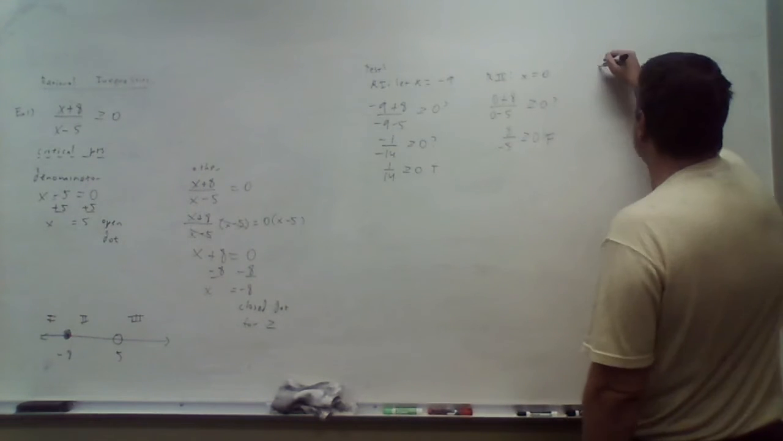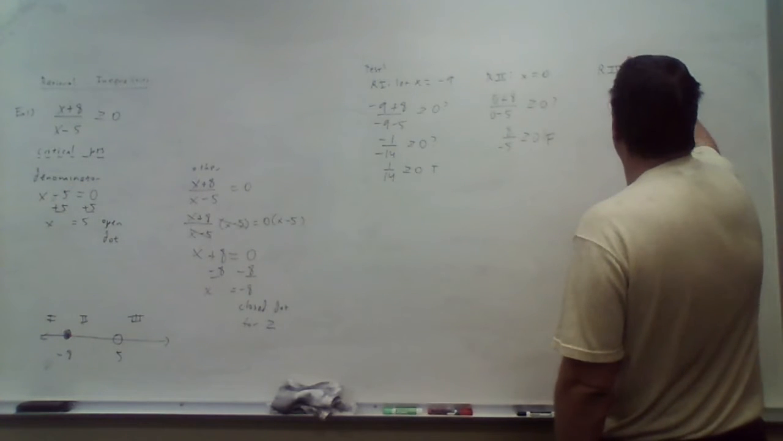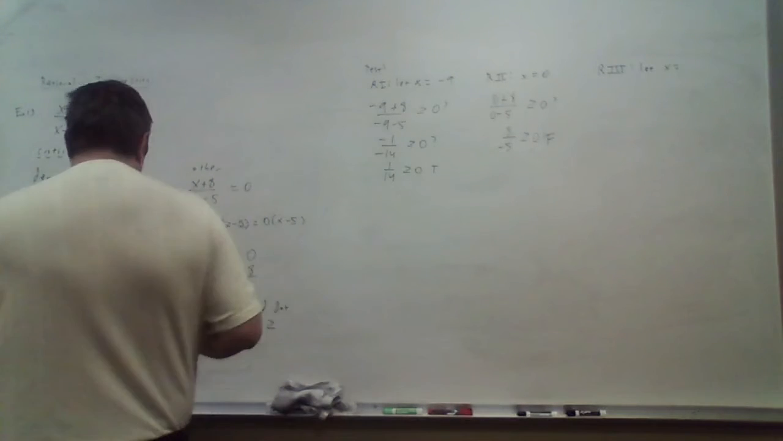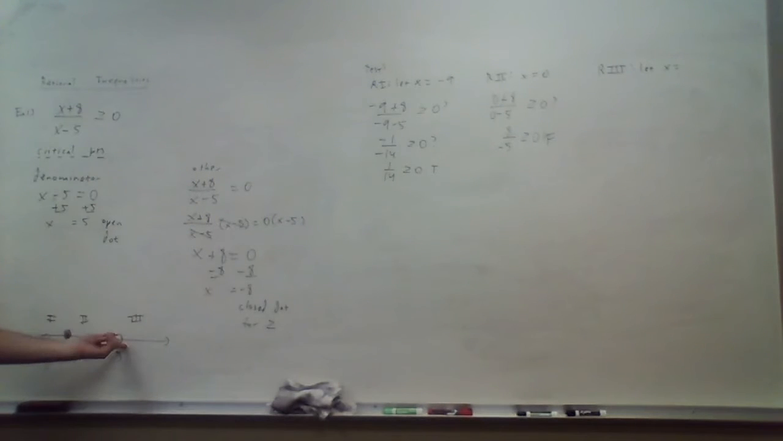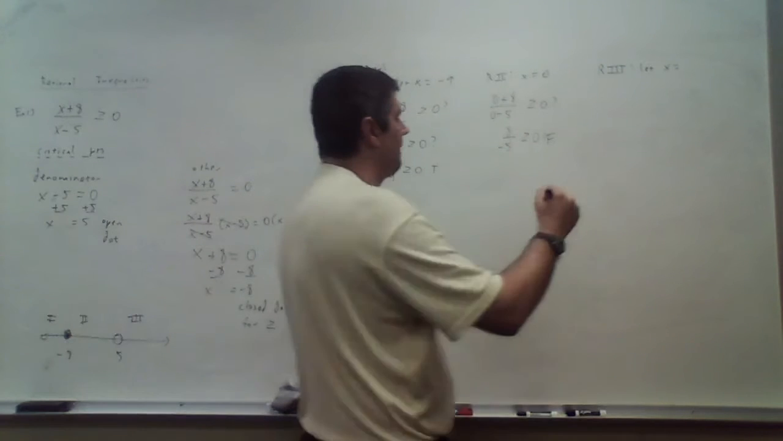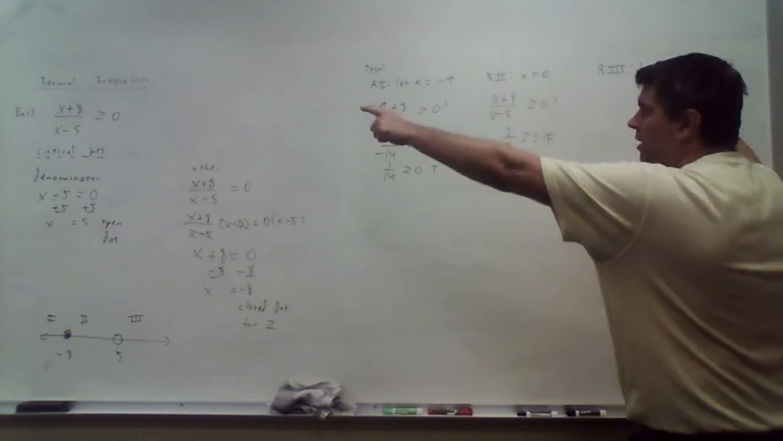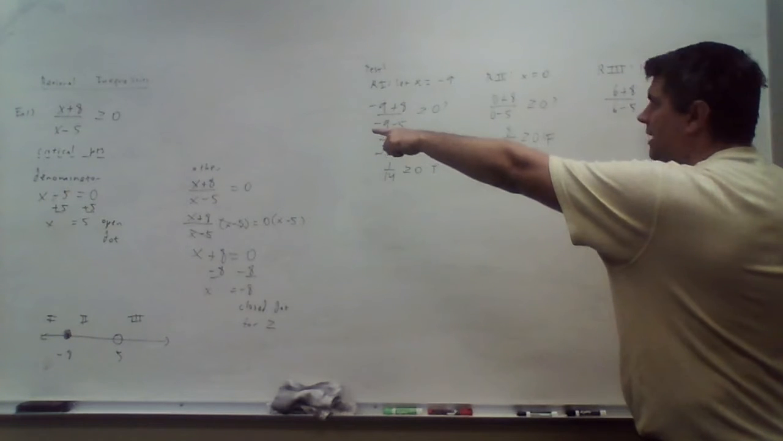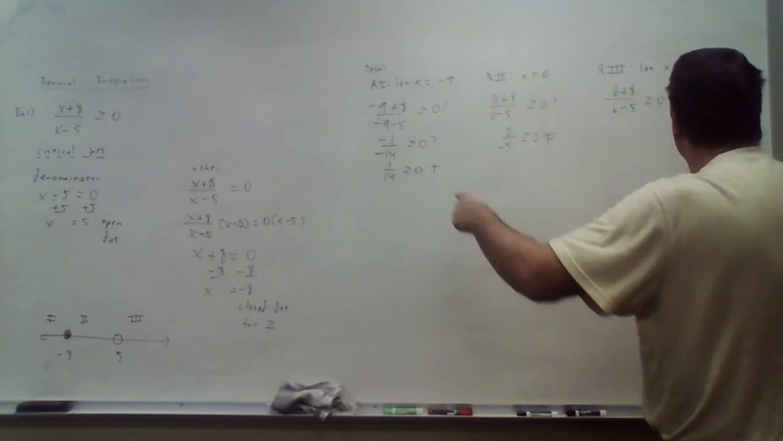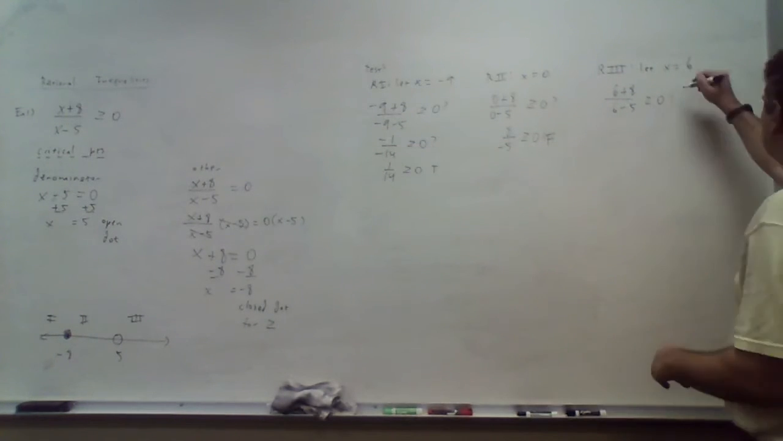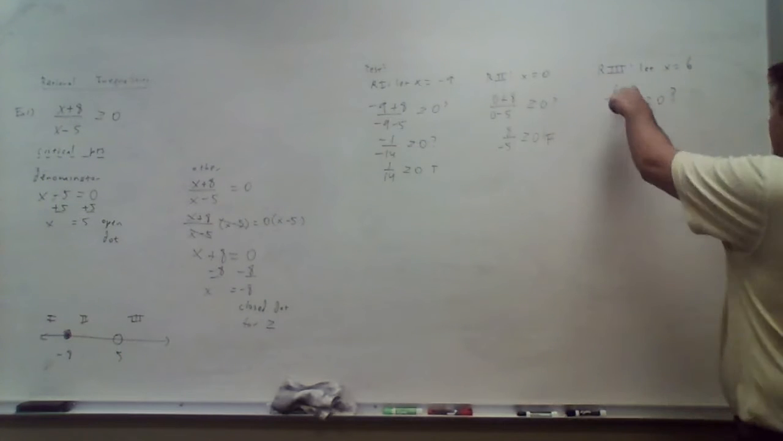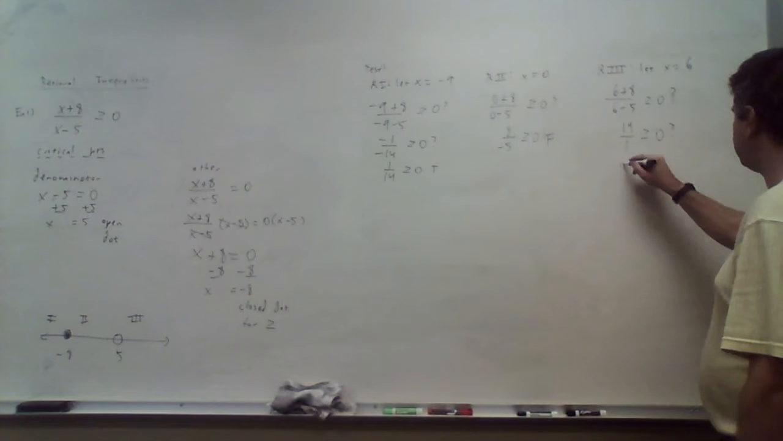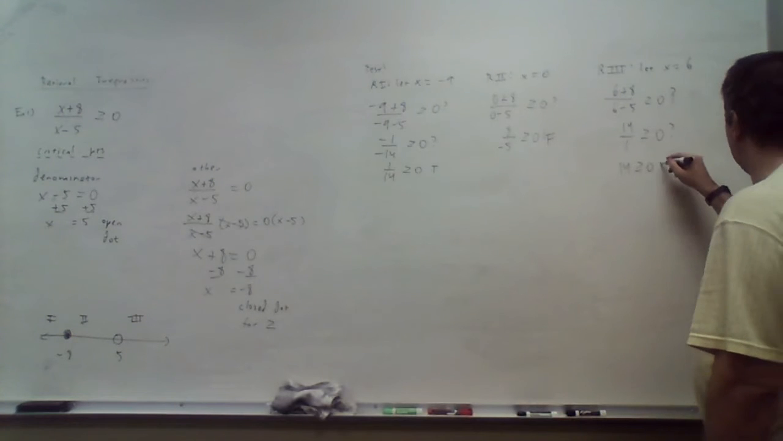Now we'll test region 3. Let x equal anything after 5 is fine. I'll use 6. So I want to know if 6 plus 8 over 6 minus 5 is greater than or equal to 0. That's 14. That's 1. 14 is greater than or equal to 0. That's true.